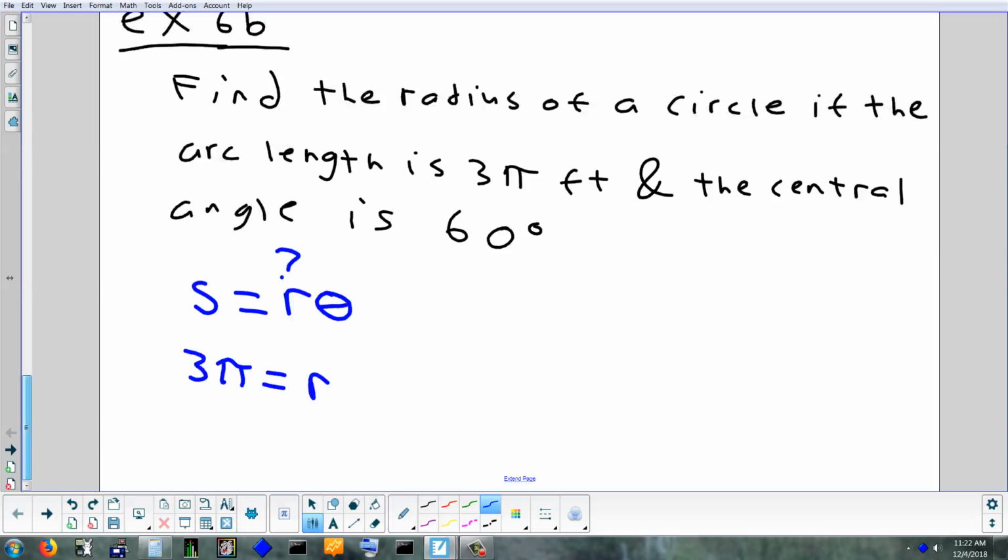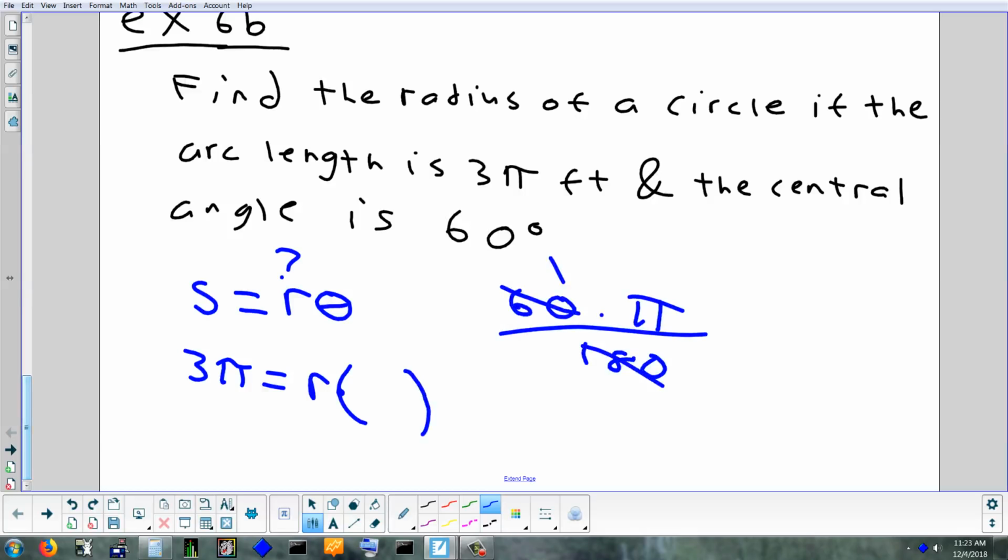R, I don't know. Times. And what am I going to put into parentheses right here? Not 60 because it's not radian. Right, I'm not putting 60 because that's a degree. If you put 60, it comes out wrong. What do you have to do with 60? Yep. That one's pi over 3. If you're not sure, you just convert it. 60 goes into 180 3 times. So leave it as pi over 3.